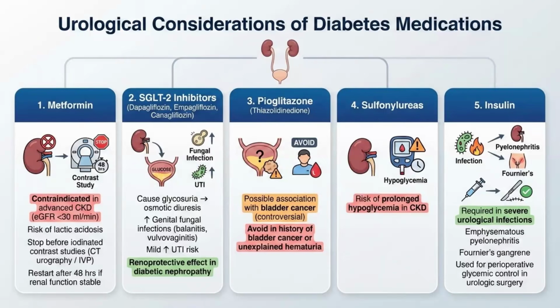Pioglitazone, a thiazolidinedione, has a controversial association with bladder cancer, so we usually avoid it in patients with a history of bladder cancer or unexplained hematuria. Sulfonylureas have a risk of prolonged hypoglycemia in CKD. Insulin has a positive role in managing severe infections such as emphysematous pyelonephritis and Fournier's gangrene. So we usually prefer strict glycemic control with insulin, stopping the oral hypoglycemic agents whenever a patient presents with severe disease.